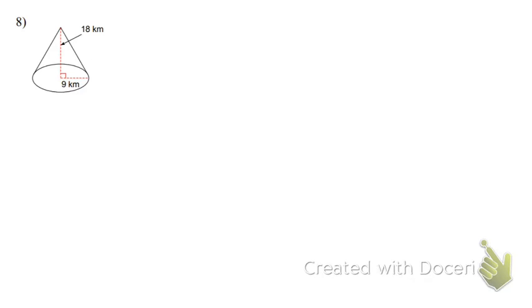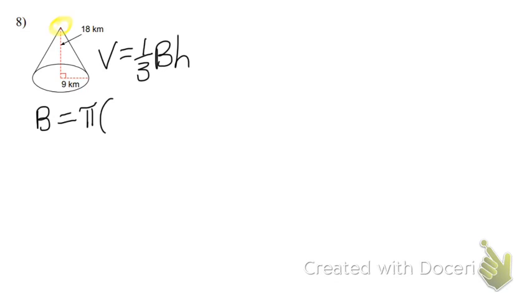So starting over on number 8. Sorry. Okay, it comes to a point. So if it comes to a point, you got to use the 1/3 formula. So volume equals 1/3 area of the base times the height. The base is a circle, and the area of a circle is pi r squared. So it's pi times 9 squared, which is 81 pi.